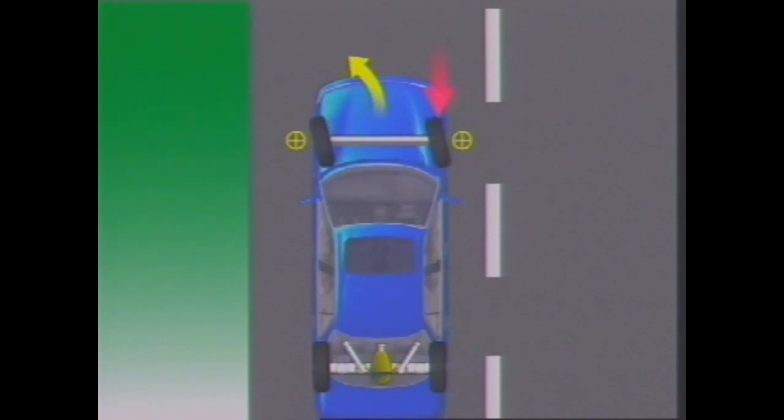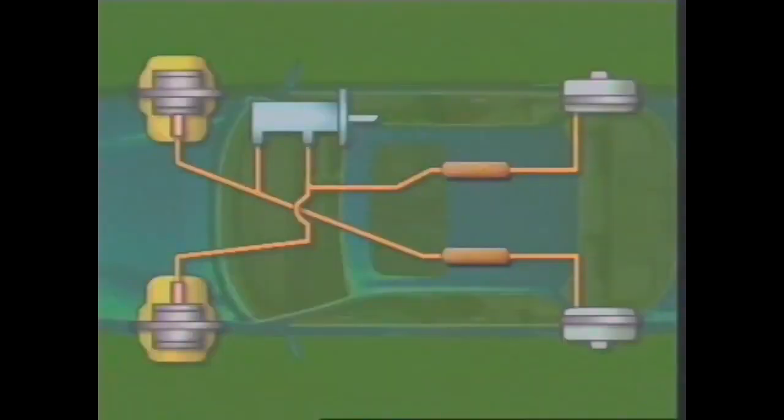Negative scrub radius will cause the vehicle to veer away from the side of greatest effort. How much it veers depends on the size of the scrub radius. This is why vehicles with a diagonal split brake system have negative scrub radius built into the steering geometry. If one half of the brake system fails, then the vehicle will tend to pull up in a straight line.